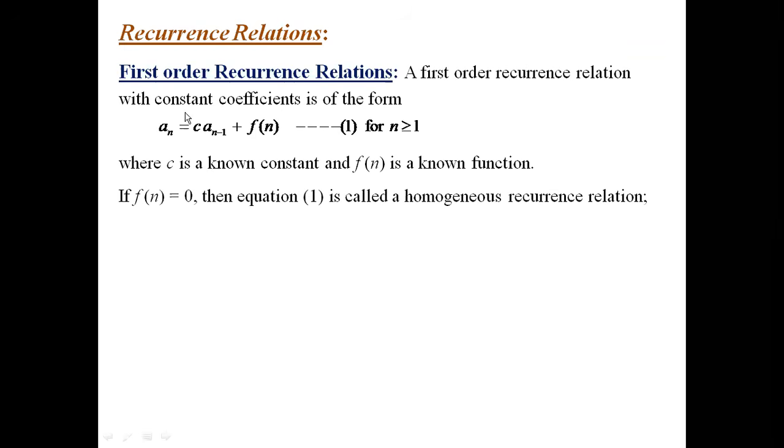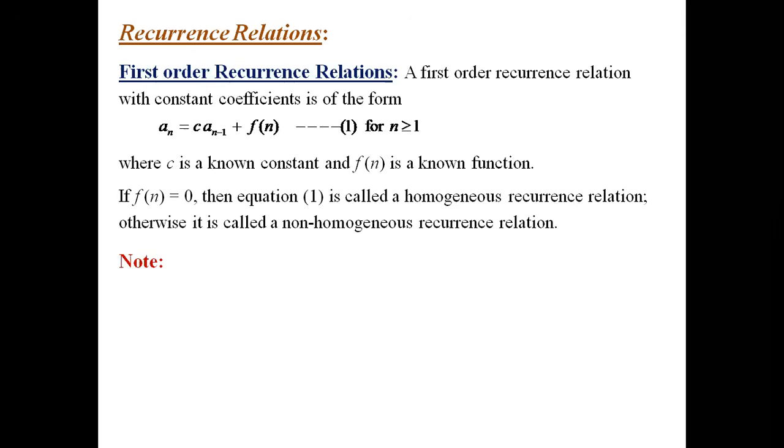Suppose f(n) is equal to 0, the function that you can see in equation 1. If f(n) is 0, whatever the expression we have, a_n is equal to c a_(n-1), gives us the homogeneous recurrence relation. Otherwise, it is called the non-homogeneous recurrence relation.